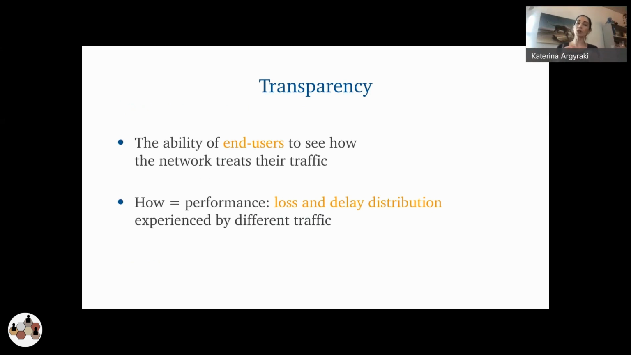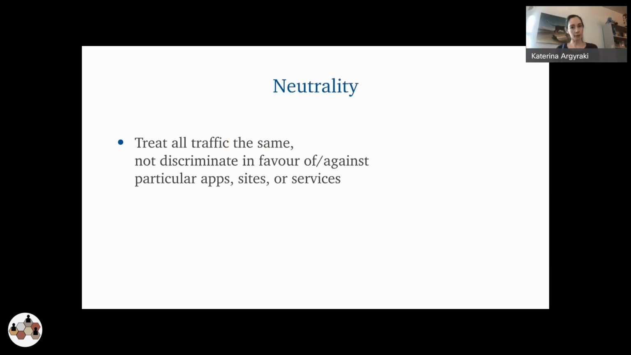Now, a particularly important aspect of network performance is neutrality, which is this notion that the network treats all traffic the same, so it does not discriminate in favor of or against particular applications, sites, or services. Now, neutrality was at the heart of how the internet was operated for a long time, and it's conjectured that it enabled discrimination in internet services.